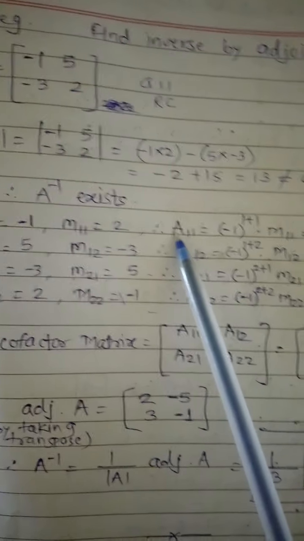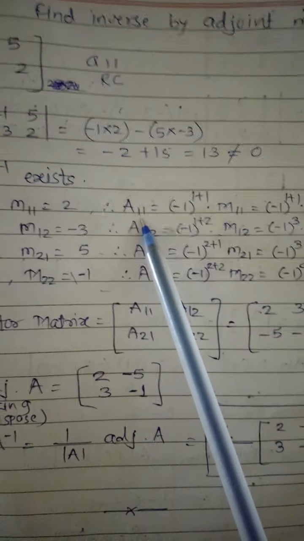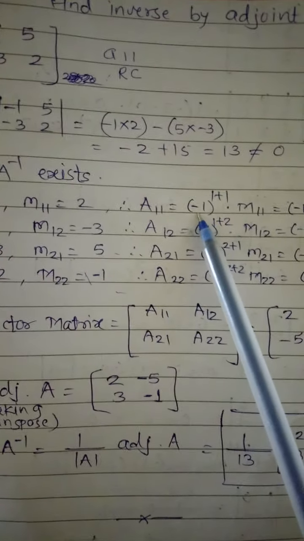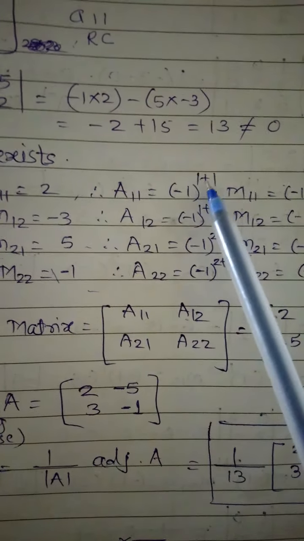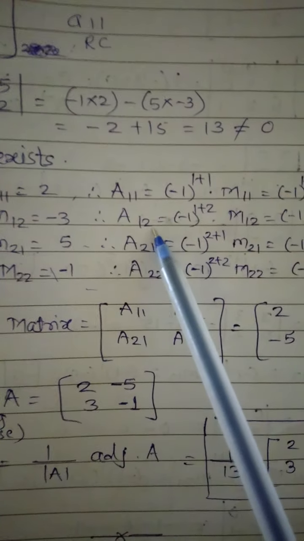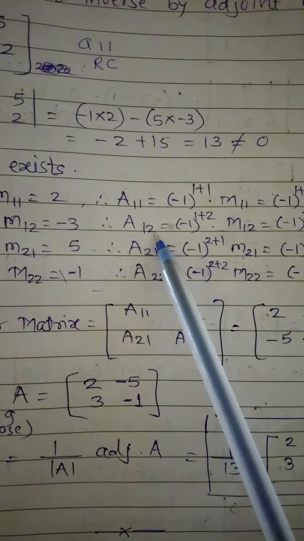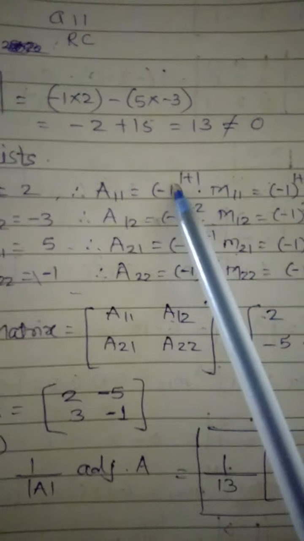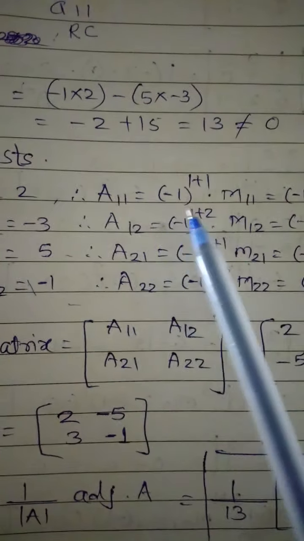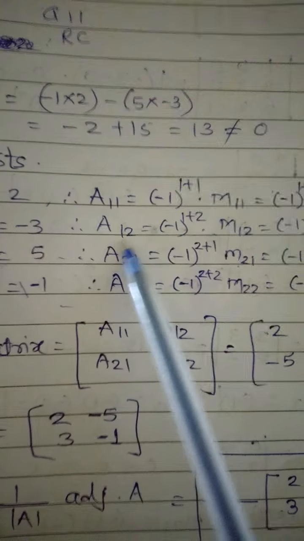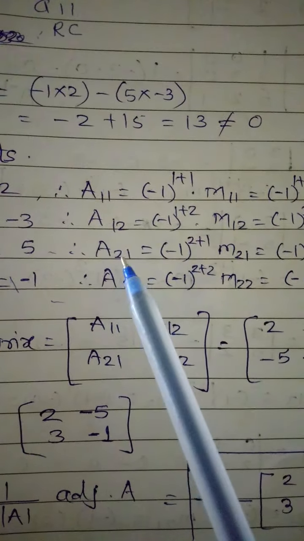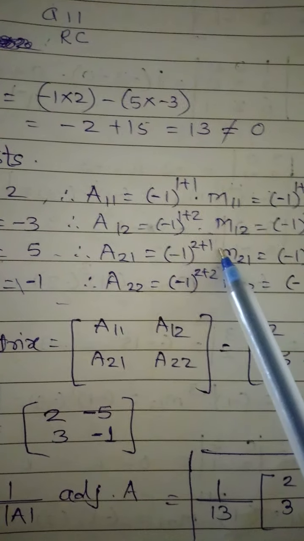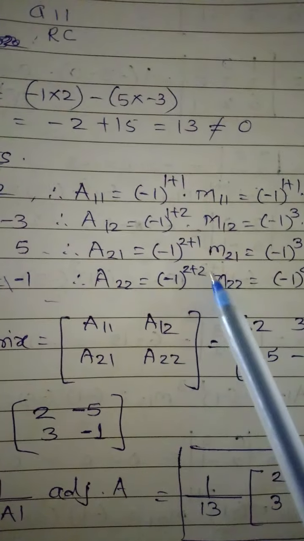To find the cofactors, there is one formula. If you have to find the cofactor of A11, the formula is minus 1 raised to the position, that is 1 plus 1. Similarly for the cofactor of position 12, minus 1 is common for all, we just change the power by adding the numbers. If it is 12, you add 1 plus 2. Here 21, so we add 2 plus 1. For 22, 2 plus 2.